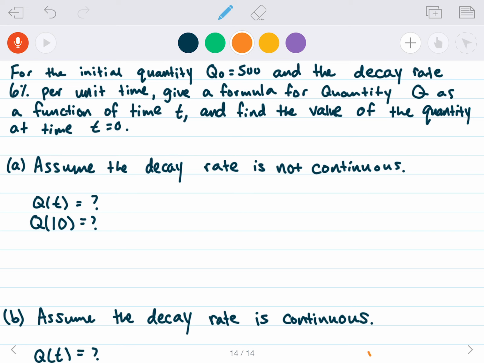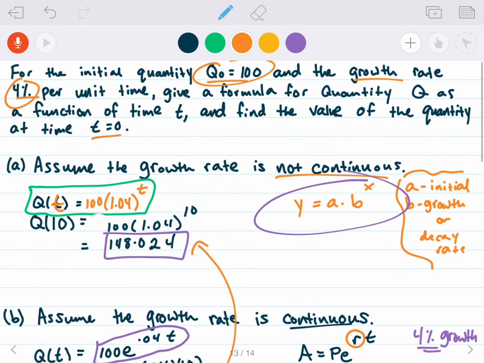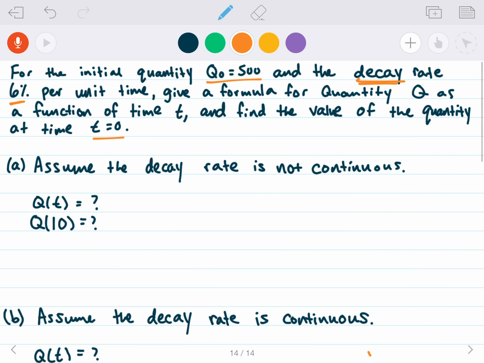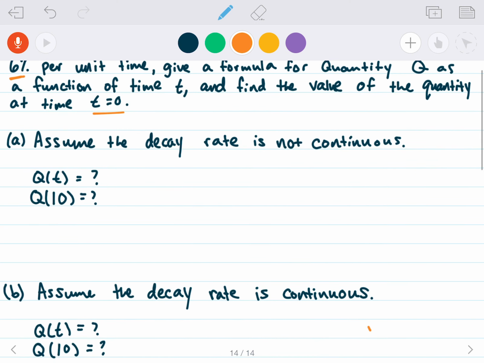All right, so it says for the initial quantity Q naught equals 500 and the decay rate is 6%, give a formula as a function of time and find the value at time t equals 0. And actually, I think that's meant to say 10 because that's what we found here. Adjust your notes if you put t equals 0. This is supposed to be t equals 10. I apologize. Let's move on then. So this is t equals 10.